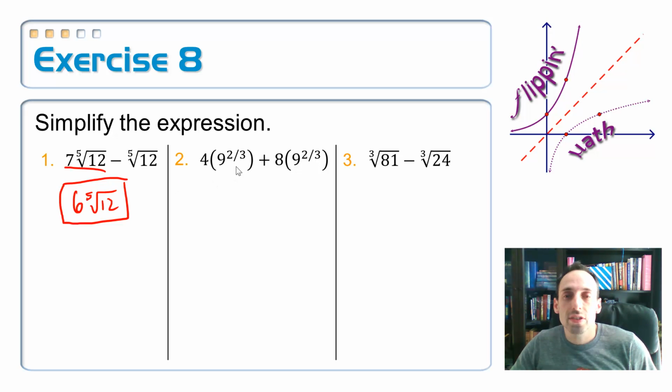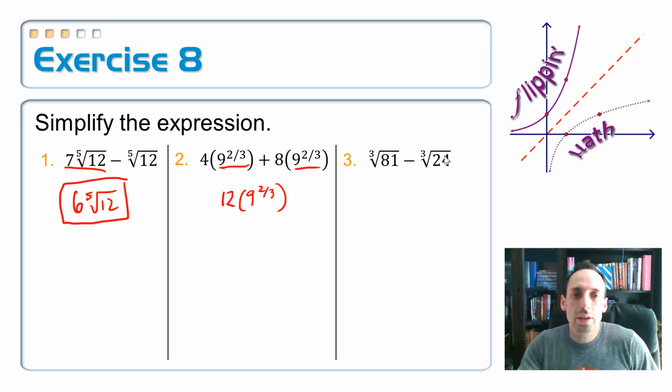Okay, so this still works with rational exponents. So notice that these two things are exactly the same. So I just have 4 of them plus 8 more of them. I have a total of 12 times 9 to the 2/3 power. It's very, very easy. Okay. And then it looks like I can't do anything on number 3. It doesn't look like they are like radicals.